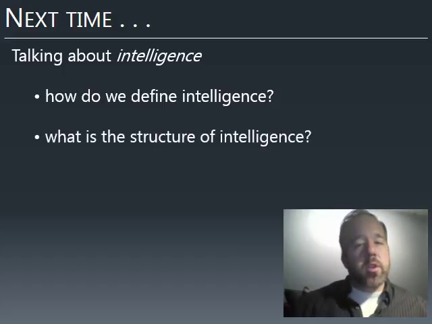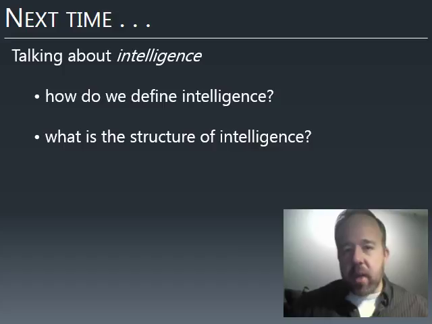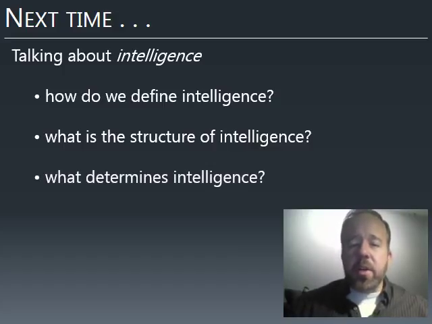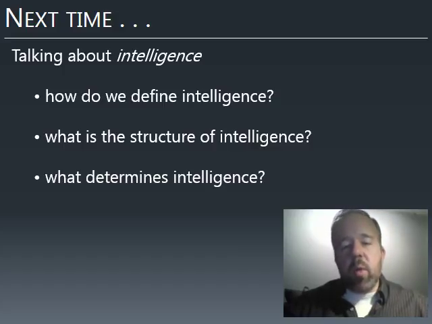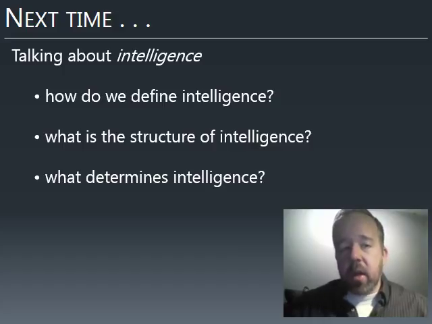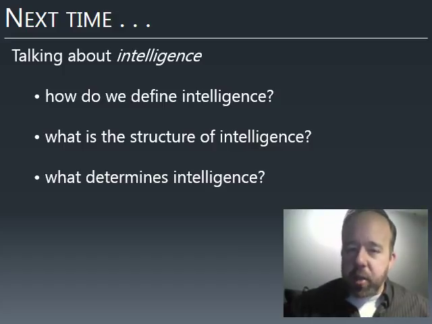So how is intelligence structured? What are the components of intelligence as far as we know? And finally, what determines intelligence? To what degree is it based genetically or environmentally or developmentally? So what determines how intelligent, so to speak, a person ends up being? We will cover that in our next unit, and I will see you then.